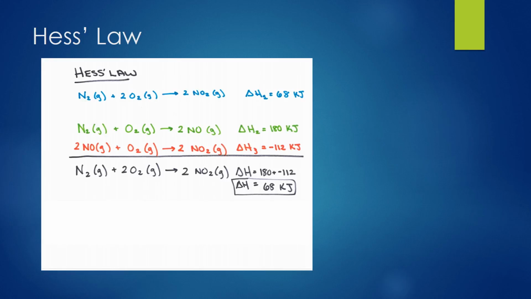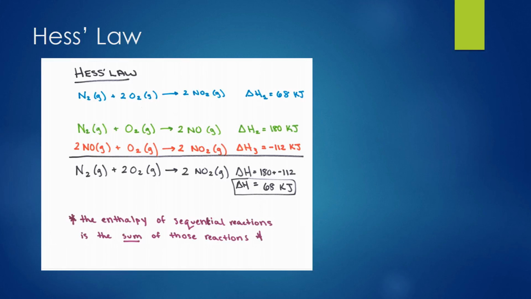If we combine these reactions together, we would add the enthalpies together. The enthalpy of sequential reactions is the sum of those reactions, which creates 68 kilojoules of energy, aka 180 plus negative 112.